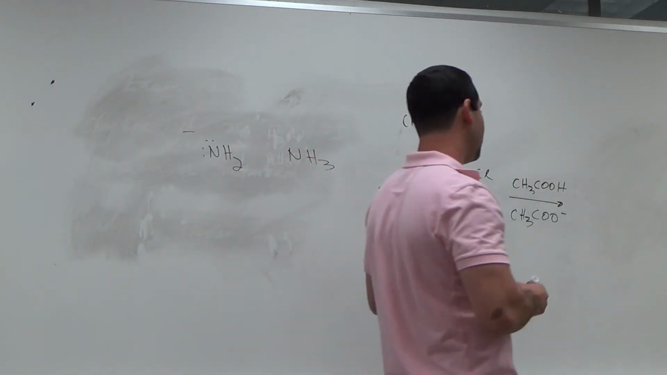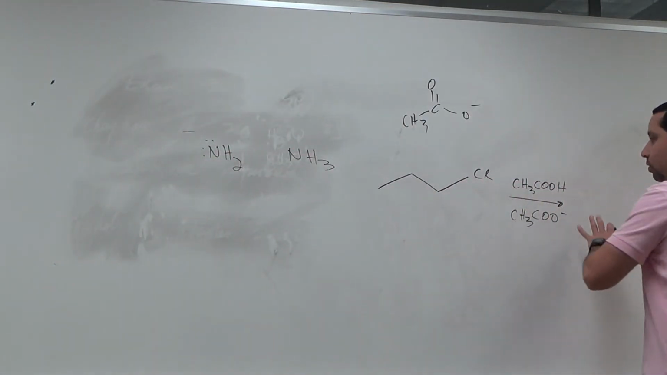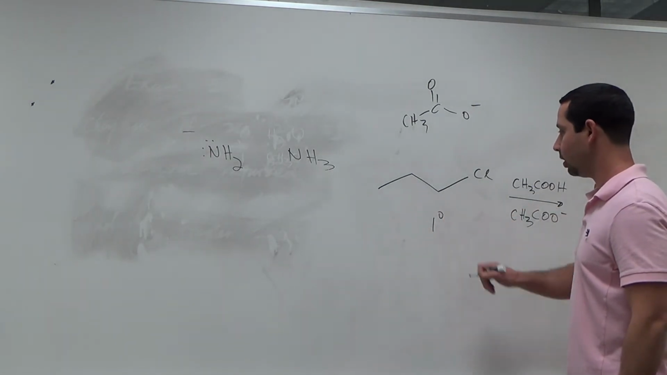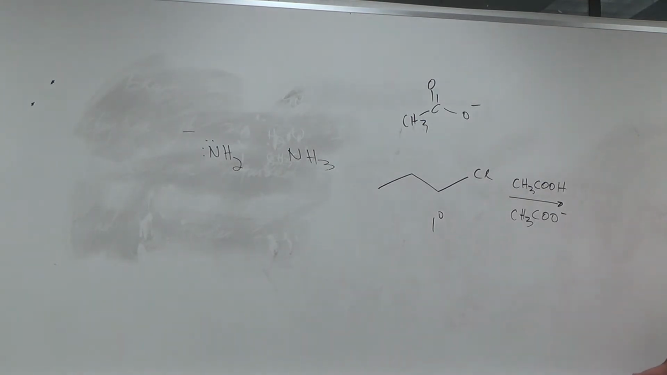What is this going to be here? What type of reaction is this? SN1? You have to notice this is a primary alkyl halide. SN2? Primary alkyl halide gives you SN1? No. SN2.